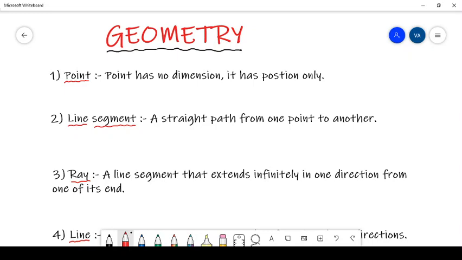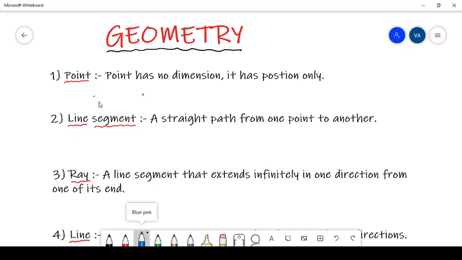In this class, you can learn about some basic concepts in geometry. First of all, look here. The first one is a point. A point has no dimension. It has position only. This is one point, and this is another point. Any point has no dimension.